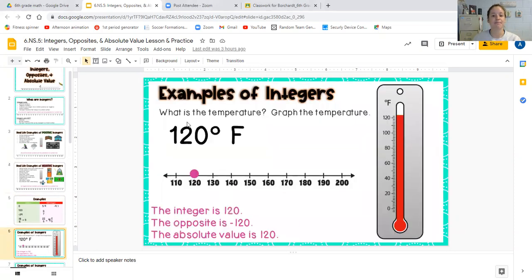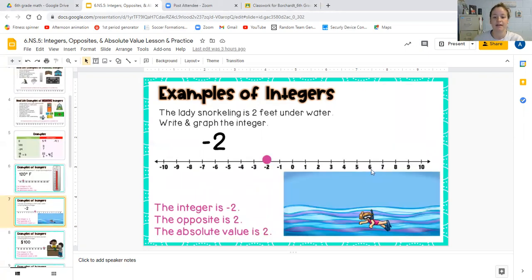Now, a couple examples of these integers in the real world. What is the temperature? If we look at this thermometer and read it over to the left, it says it's 120 degrees. Now that is an integer because it is a whole number.